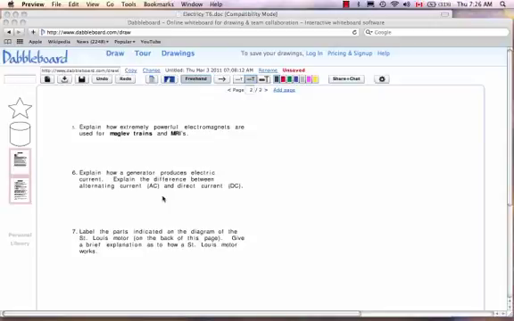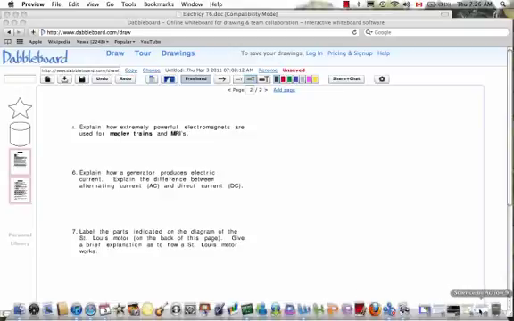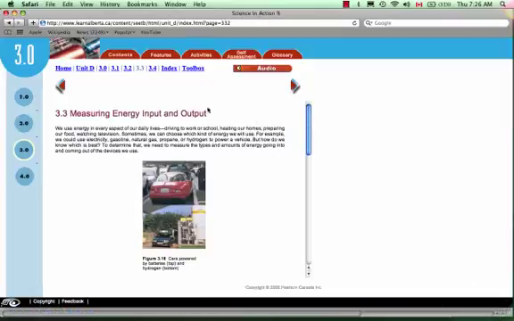Number 6, explain how a generator produces electric current, and then the difference between AC and DC current. So let's go to here. Let's go back to our picture of a generator.